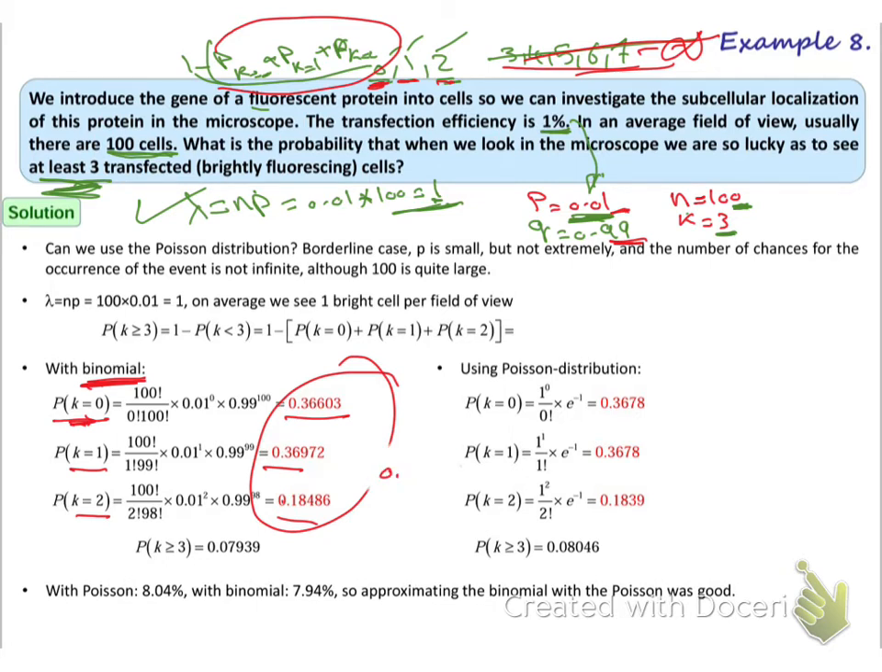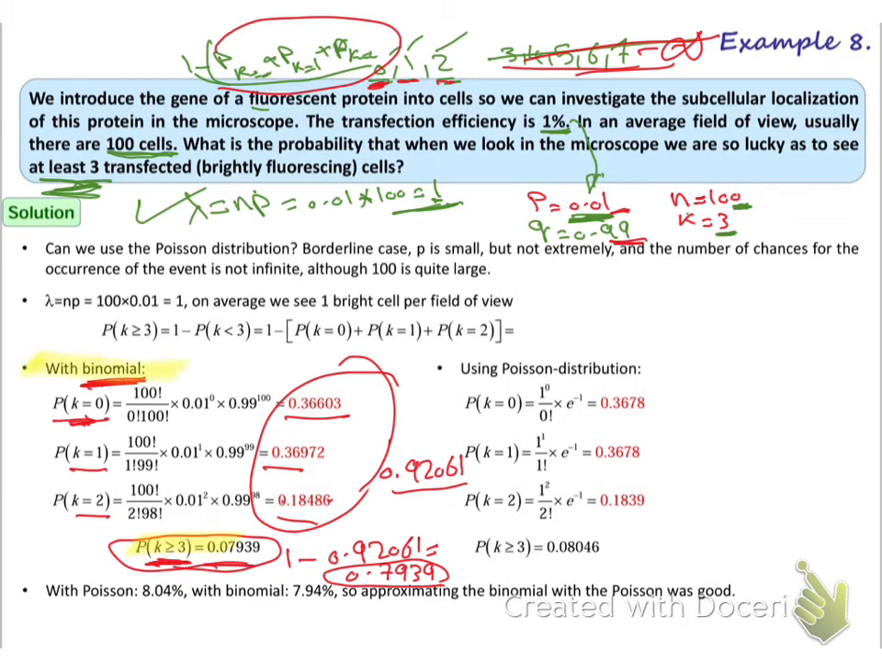So the answer, the sum of them, will be 0.92061. So the probability of k greater than or equal to 3 will be 1 minus 0.92061 equals 0.07939. This is the probability, using the binomial.